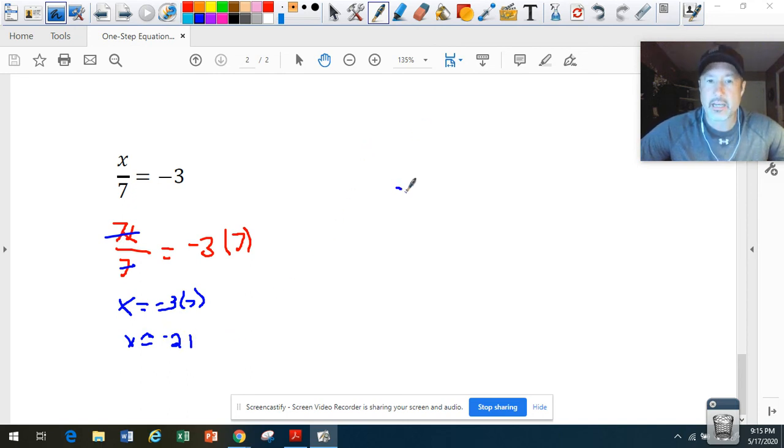Let's check and see if we're correct. I got negative 21 over 7, which equals negative 3. So negative 21 over 7 does equal negative 3. So negative 3 equals negative 3. And yes, that means we are correct. Our answer is correct. That means that x does equal negative 21.